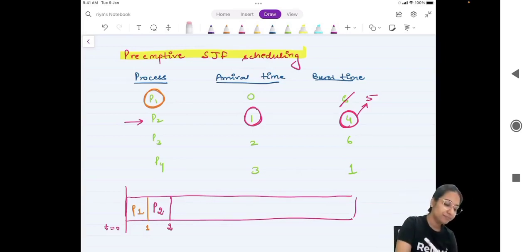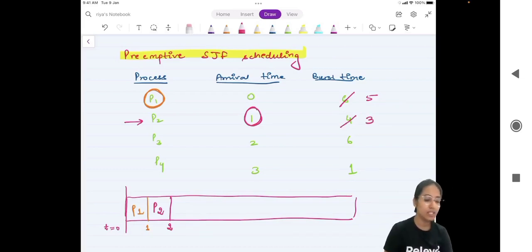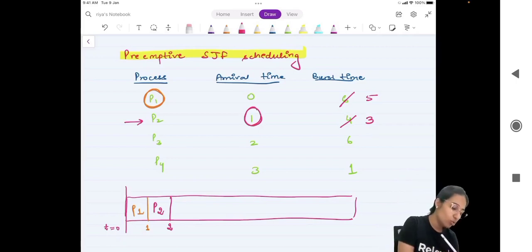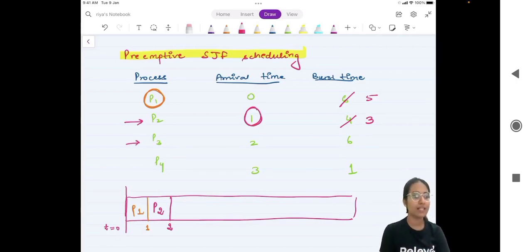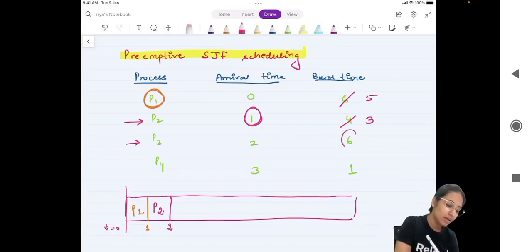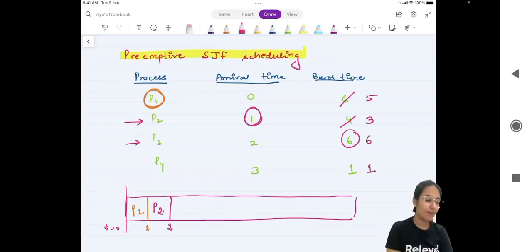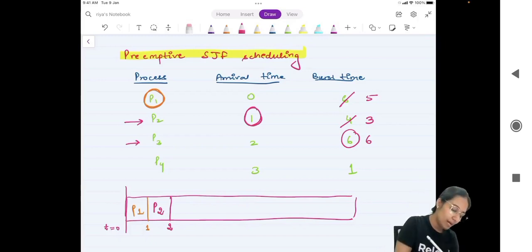Now at t equal to 2, we still have 3 more cycles of P2 to execute. But at t equal to 2, there is another process that comes in as well, which is P3, and its burst time is 6. Now we have the burst times 5, 3, 6 and 1. Okay, 1 is still not there because it's not in the queue right now. Out of all of these 3, which one has the least time? We have P2. So P2 will be allowed to execute over here only.